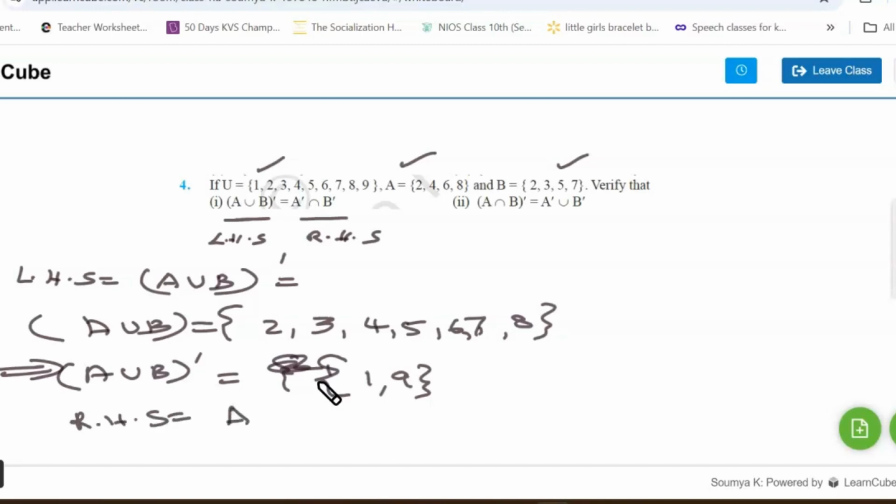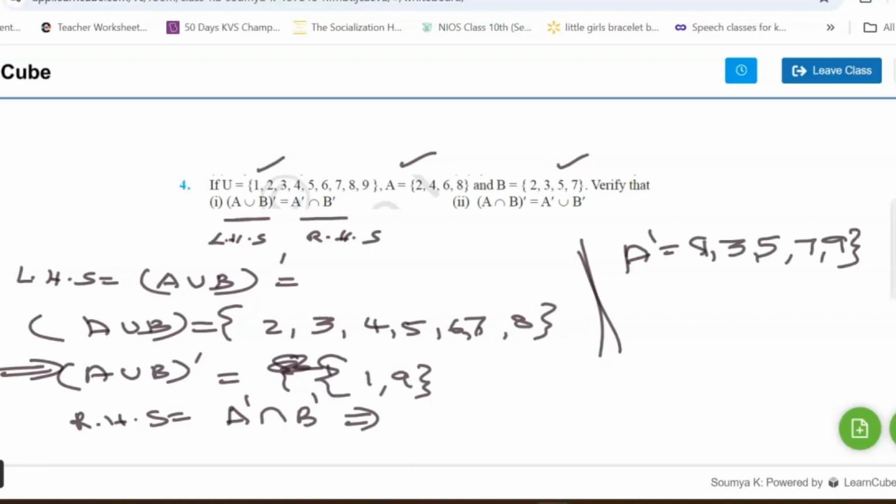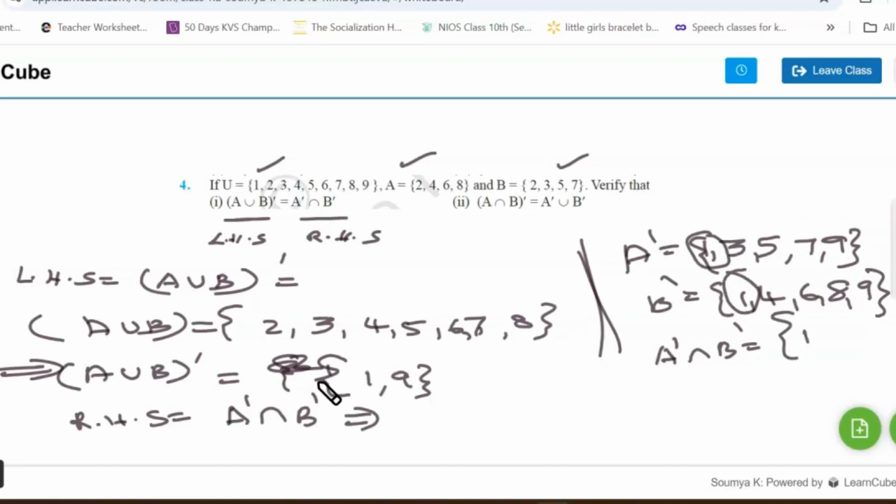Now let's go to the right hand side. What does the right hand side say? It is A complement intersection B complement. So first find out A complement and B complement separately. A complement will give you 1, 3, 5, 7, 9 and B complement will give you 1, 4, 6, 8 and 9. Find the intersection. It will be the common elements. So 1 is common here. 3 is not there. 4 and 5 are not there. 6 is not there. 7 is not there. Only 9 is the other common element. So you are getting 1, 9 again.